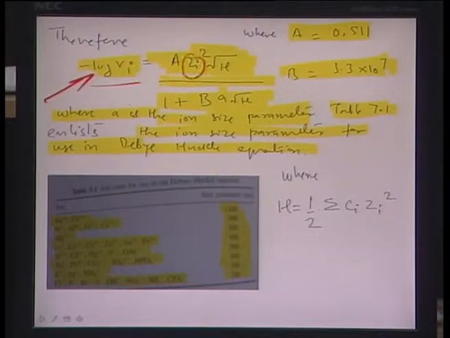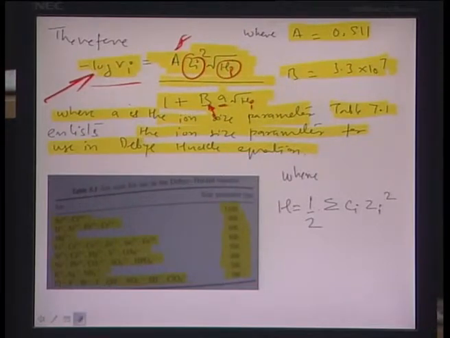You know what Zi square is, you can calculate what the mu I is, the mean concentration of the particular solution. You know what A and B are; these are constants estimated at standard temperature and pressure conditions. Therefore, the ion size parameter, if we borrow it from this table, which has been estimated by experiments, can be used very well to calculate the activity of a particular ion of interest while you are doing the detection protocol.